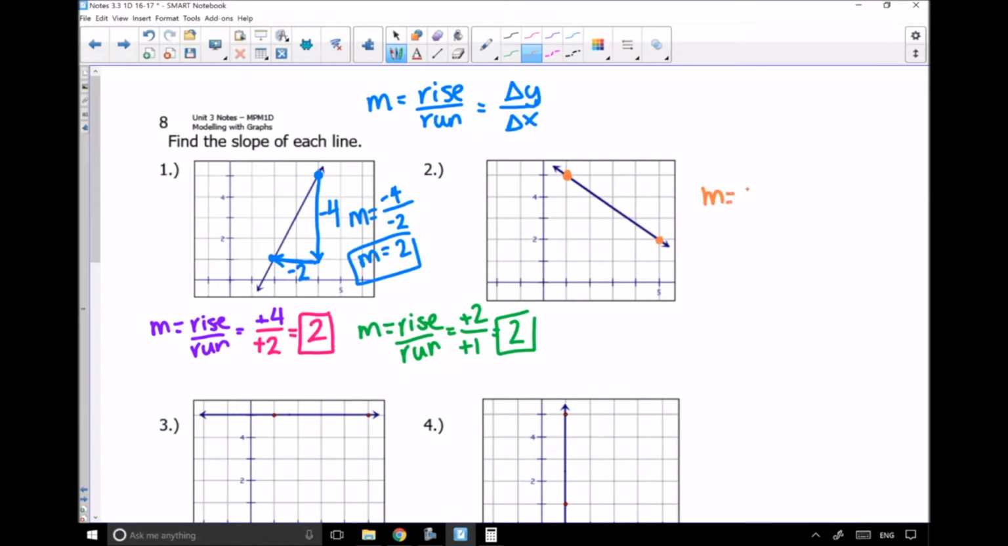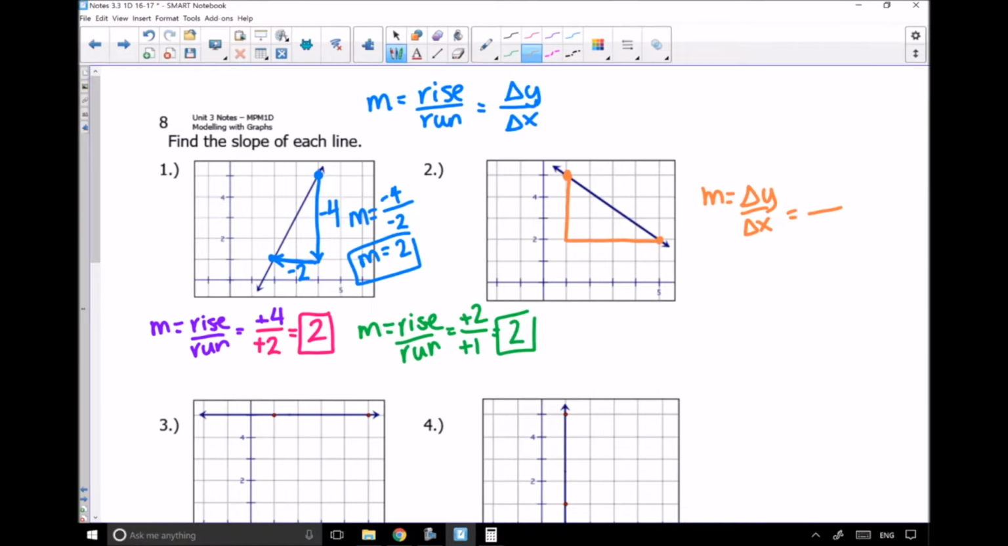We're going to do rise over run, or change in y over change in x. I'm going to use change in y over change in x this time so that we can see that it's the same thing and that they're interchangeable. I'm going to draw in my slope triangle. So here's my triangle. Remember, my sides need to be either vertical or horizontal.